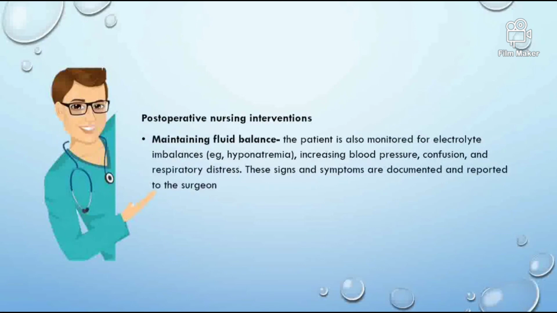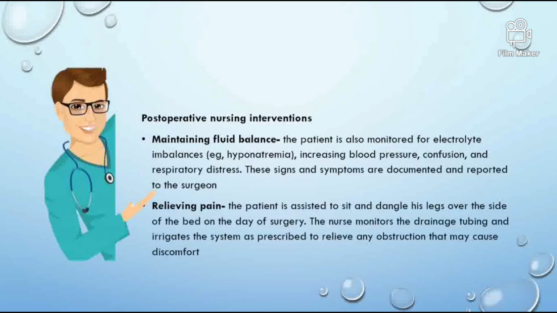So the postoperative nursing interventions would be maintaining the fluid balance. The patient is also monitored for electrolyte imbalances, increasing blood pressure, confusion, and respiratory distress. These signs and symptoms are documented and reported to the surgeon. Next is the relieving of pain.